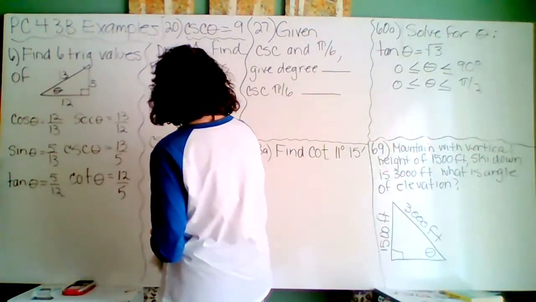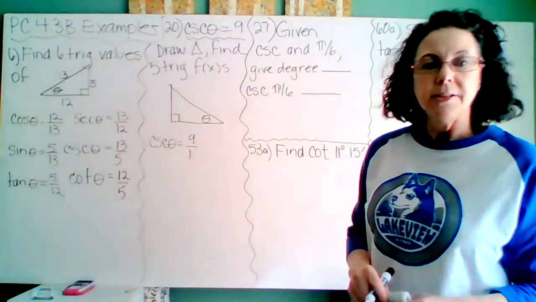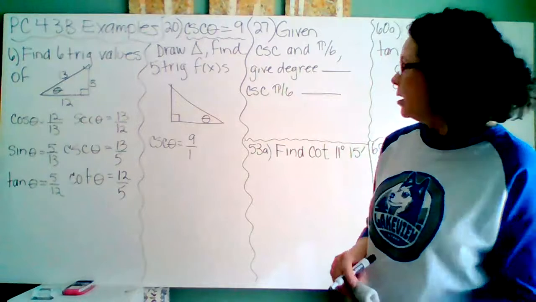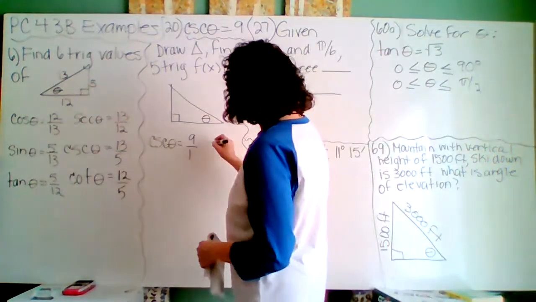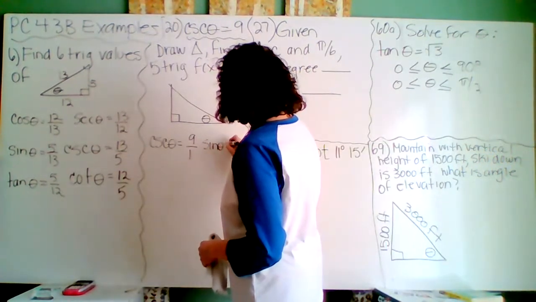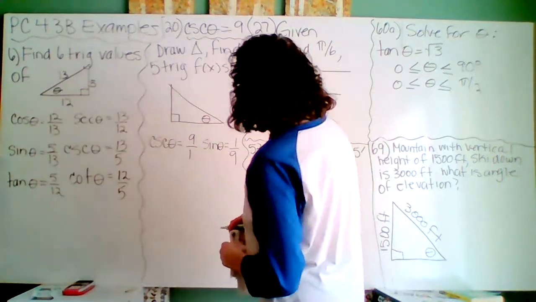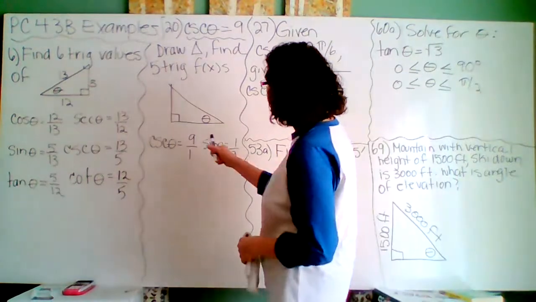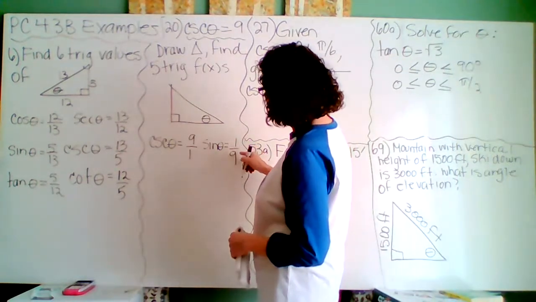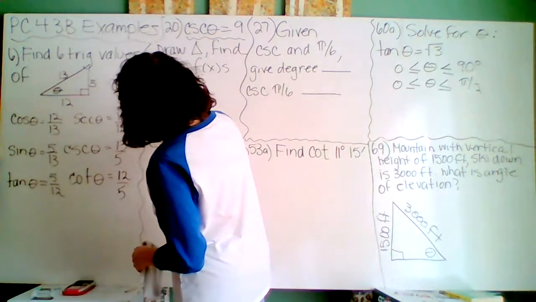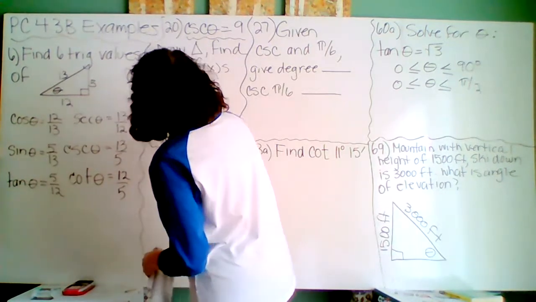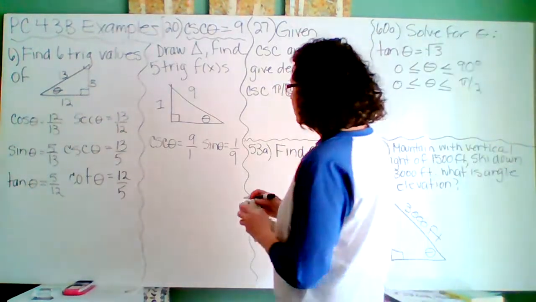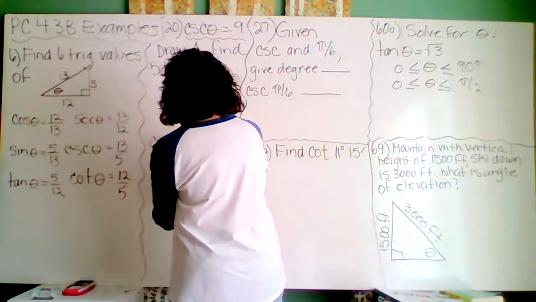So the first thing I could do is turn my 9 into 9/1. I can put these sides on this triangle right now, but I'll also write that sine would then be 1/9, just because I'm better at using sine. So I'm going to label on this triangle the opposite as 1 and the hypotenuse as 9.